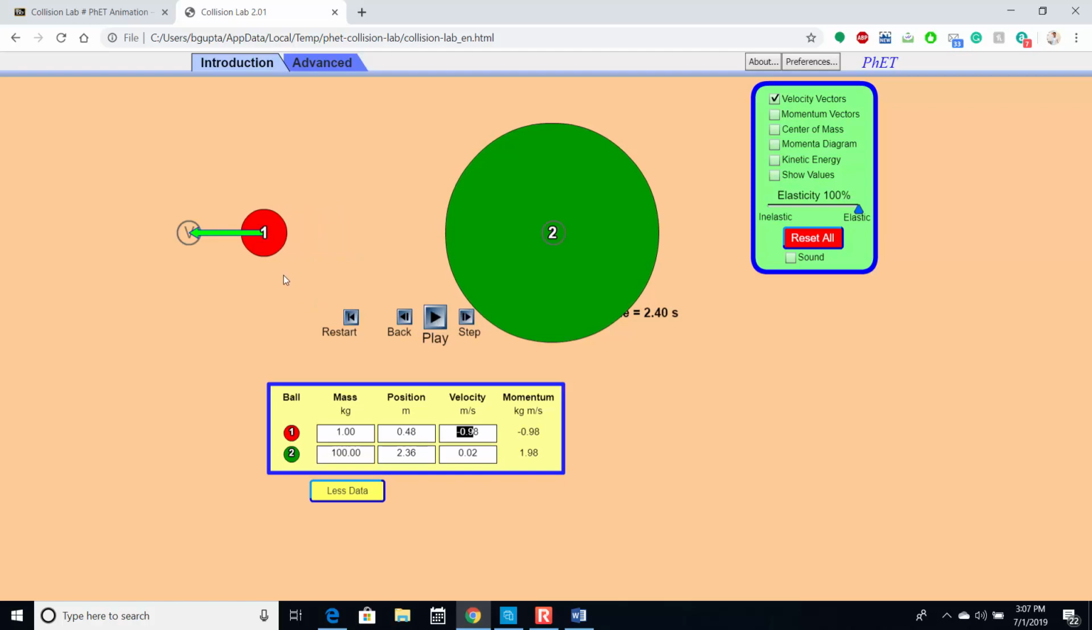So you see this is a much smaller mass compared to this one. After the collision, its velocity is now negative 0.98. So it's almost the same. The magnitude of the velocity of the smaller mass is almost the same, but now it is moving back. This is like when you hit a ball onto a wall. The wall does not move, but the ball moves in the opposite direction. That's exactly the case here.